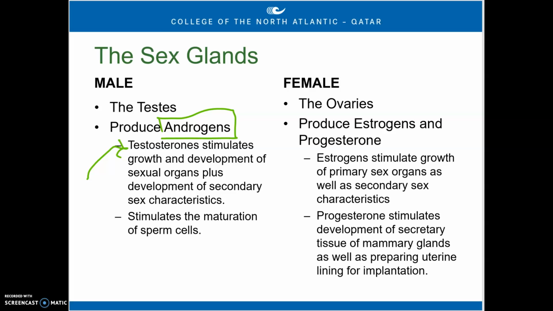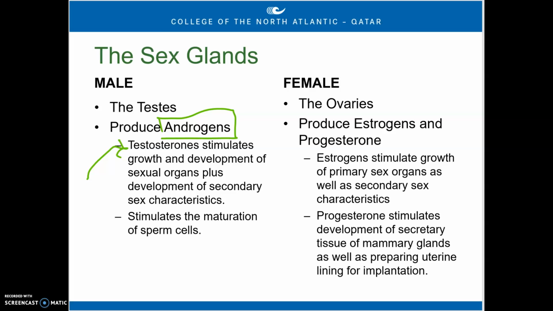And testosterone is going to stimulate the growth and development of the sexual organs, called puberty. Plus, it's going to help develop and maintain secondary sex characteristics. So for men, that's facial hair, broader shoulders, a little bit bigger muscle tone, and so on and so forth, deeper voice. Those are what we consider the secondary sex characteristics. Another function of testosterone is to stimulate the maturation of sperm cells. So sperm cells are produced, and they need to mature before they have a realistic chance of being viable, and testosterone helps with that.